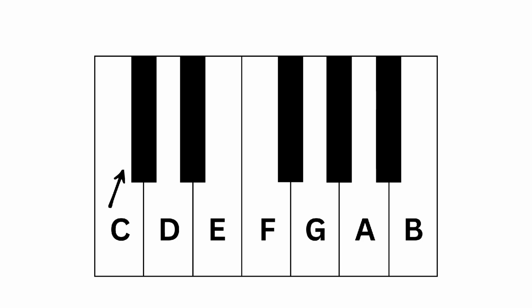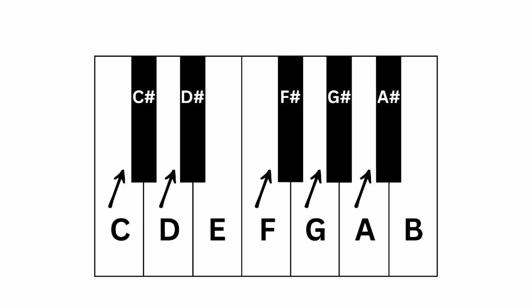Okay, back to the black keys on the piano keyboard. Remember, if we make a note sharp, we raise it by a half step, meaning we go up to the very next note on the keyboard. So C raised by a half step becomes C sharp. Continuing up the keyboard, D raised by a half step becomes D sharp. F becomes F sharp. G becomes G sharp. And A becomes A sharp.